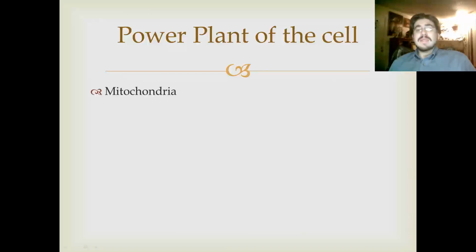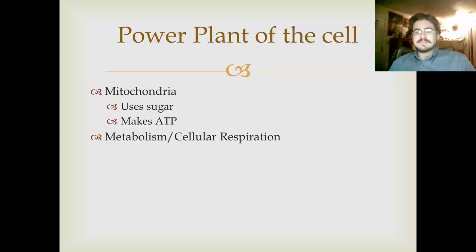So this production of ATP occurs in the mitochondria. So the mitochondria uses sugar, ideally glucose, and makes ATP. And the process in which you make ATP is referred to as metabolism, also referred to as cellular respiration. So that is using glucose to create ATP.